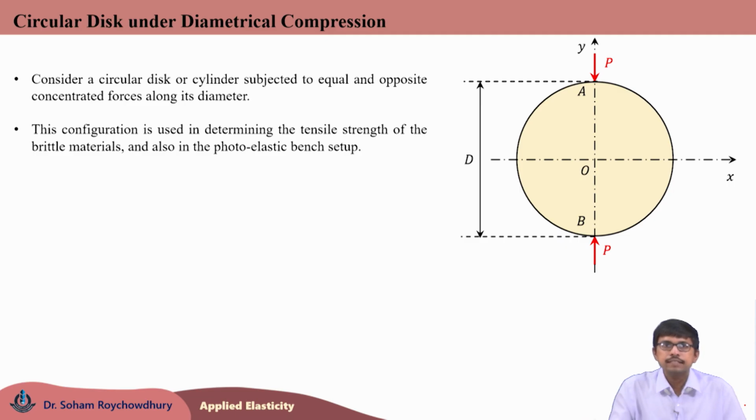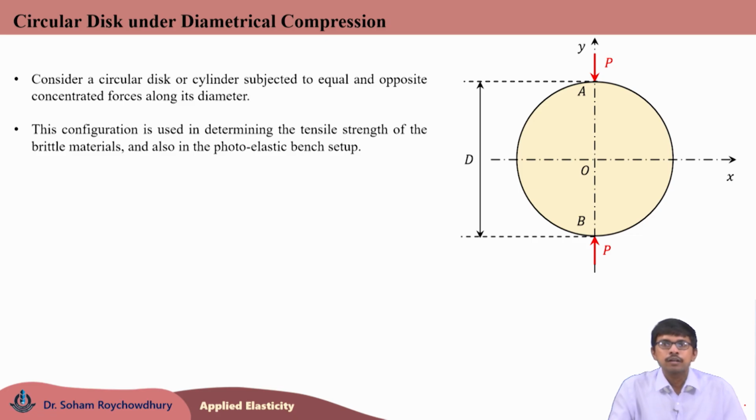This particular type of loading configuration is used in determining the tensile strength for brittle materials such as rocks, where the commonly used tensile test in UTM cannot be used for finding the tensile strength. If the material is ductile, then by making a proper sample using the standards, we can use the uniaxial tensile testing for finding the tensile strength of the sample. However, that method may not be applicable for brittle materials, because the strength of brittle materials in tension may not be sufficient.